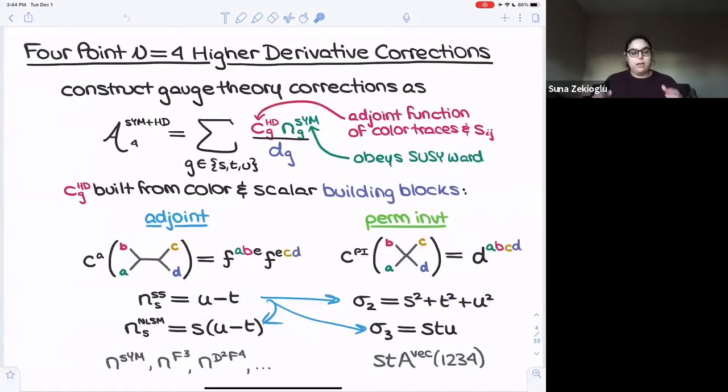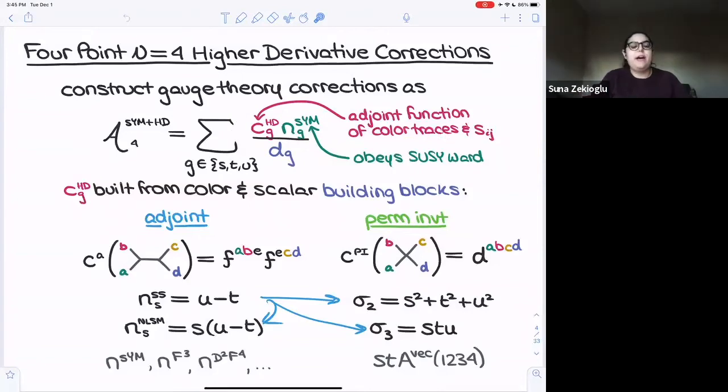Okay, so first I'm going to go through a quick overview of how we generate 4-point corrections to maximal super Yang-Mills. What we're going to do is construct amplitudes, leaving the super Yang-Mills adjoint numerators untouched. They already obey our SUSY Ward identities. Let's just leave the external state information in there. So what we're going to do is encode the higher derivative factors in something I'm calling a modified color factor, or C_HD. And this is an adjoint function of both color information and scalar kinematics.